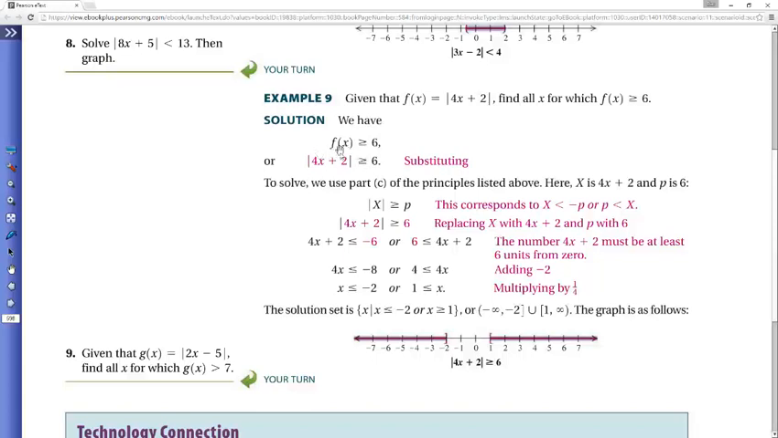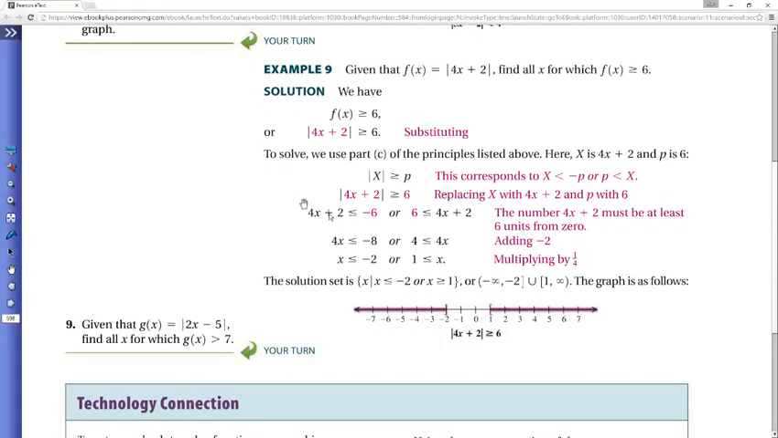Since we know that we have to have f of x greater than 6, well, f of x is really this expression, the absolute value of 4x plus 2, right, which then has to be greater than or equal to 6. Well, with greater than things, we have an or situation, a union situation. So to solve this, we use the principle of taking the opposites and creating two equations.